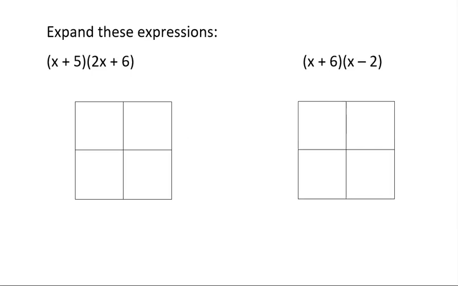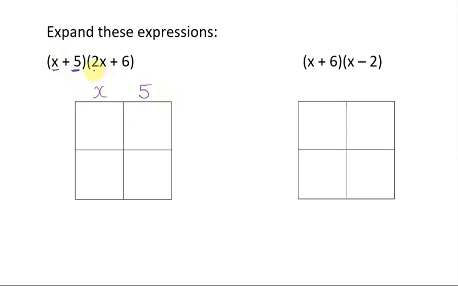In this example, we're going to have a look at expanding expressions with two brackets in them using our grids to help us. So what we need to do is have a look at our expressions and see we've got two brackets. The first bracket is going to be written along the top side of our grid. So the first term is x. We write an x here on our grid. We've done the x. Our next term is 5. It's positive, so we just write positive 5 on the top of the grid.